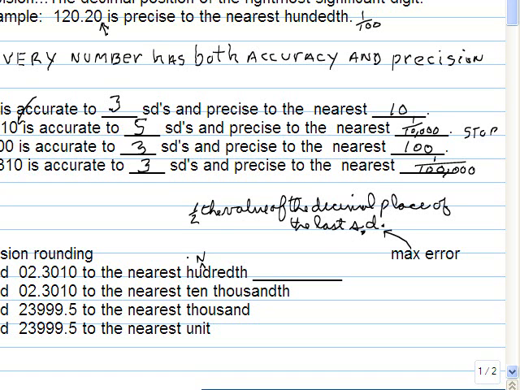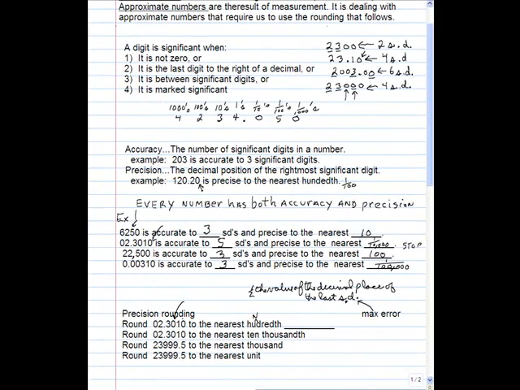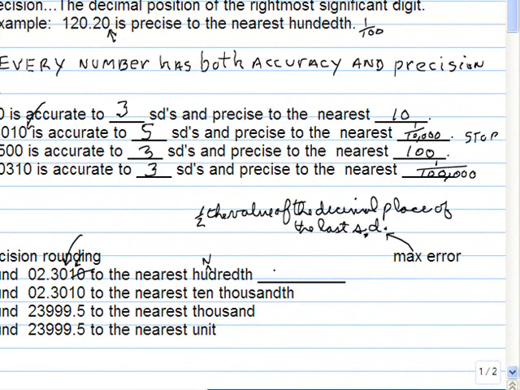So let's begin. The first one says round 2.3010 to the nearest hundredth. Here's the hundredth position, so we're going to be rounding to that 0, so we're going to be looking at that next digit over, which is less than 5, so we'll just drop off those last digits, 2.30.